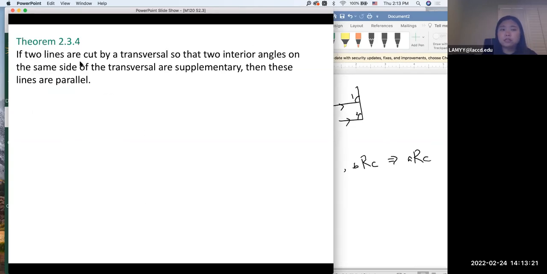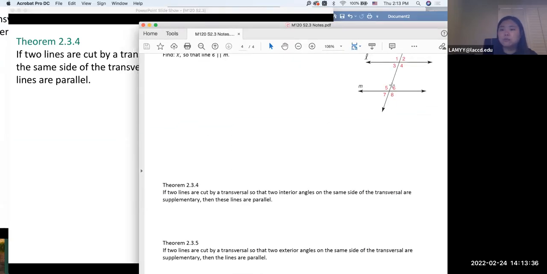If two lines are cut by a transversal so that the two interior angles on the same side of the transversal are supplementary, then these lines are parallel. Again, it's just like the if and only if statement. On the same side, like here, angle 3 plus angle 5 equal to 180, the sum of these two angles equal to 180, then these two lines are parallel. Or angle 4 plus angle 6 equal to 180, so these two lines are parallel.